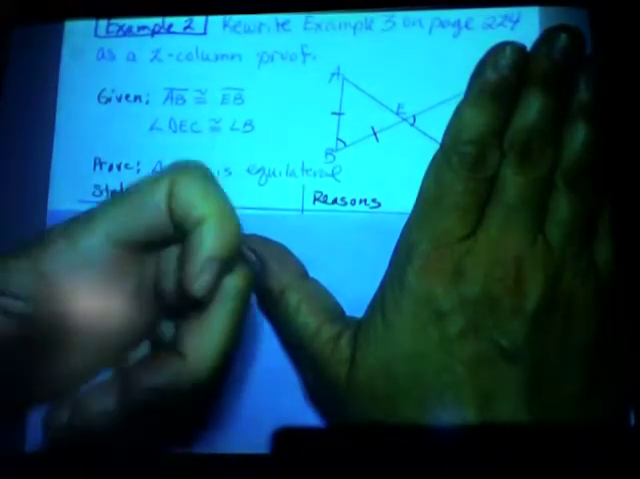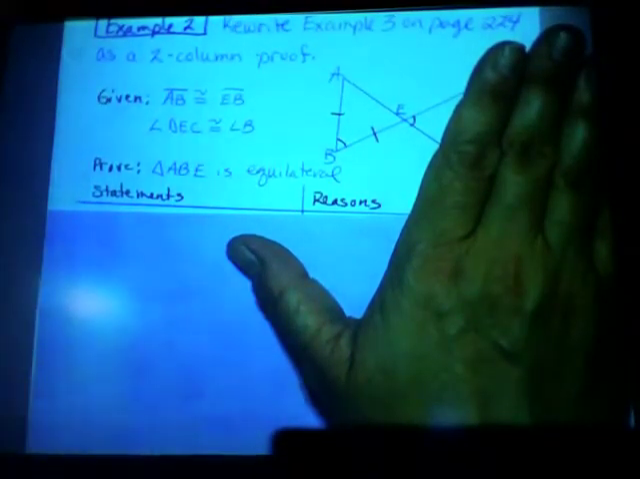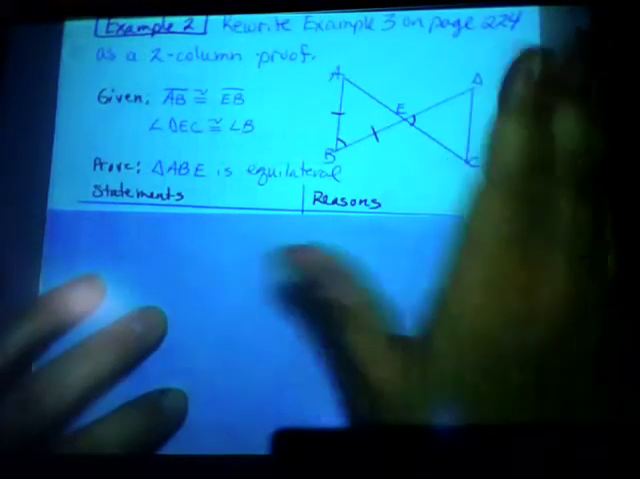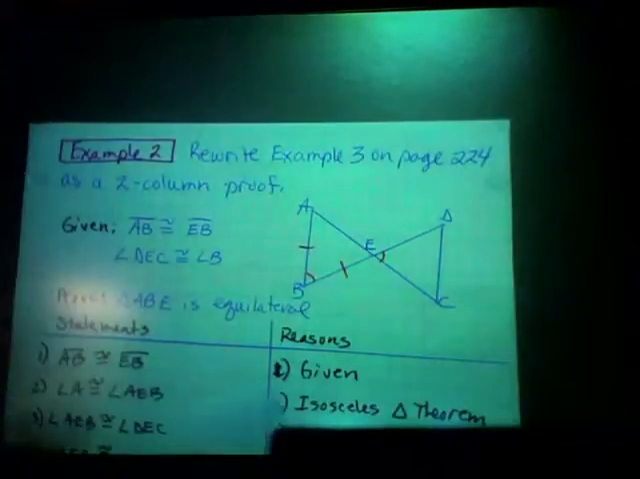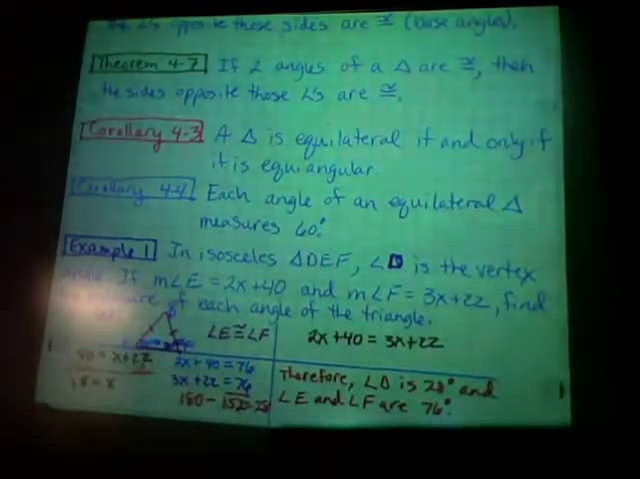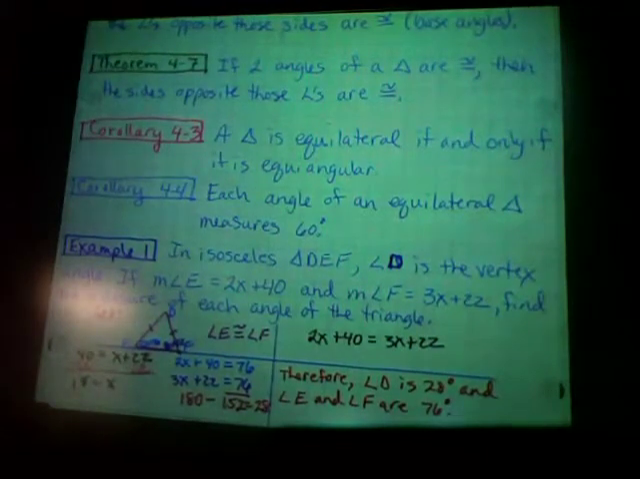If all 3 angles are congruent, can't we say that all 3 sides are congruent, therefore we have an equilateral triangle? Because one of our, let me flip this. One of our corollaries said that a triangle is equilateral if and only if it is equal angular, so I could use that in here as well, right?